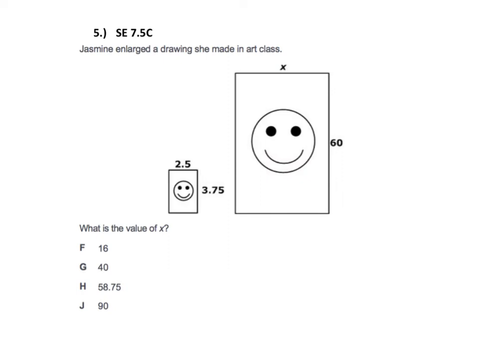Number 5 says Jasmine enlarged a drawing she made in art class. What is the value of X? So we can color code based on just what it looks like and based on where the smiley face shows. So this side's going to be red and this side's going to be red because that is to the right of the smiley face. Now the top is going to be blue. Now we can make our proportion. Okay, so I always like the X to be on top, and that's going to be blue. So I'm going to put the other blue right below it. So that means I'm going to put the reds over here.